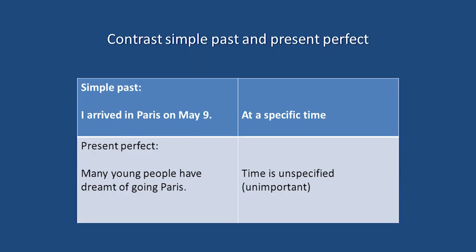Okay, the present perfect contrasts with the simple past too. The simple past is used with specified times. Don't specify a time with the present perfect. I have been in Paris at 9 a.m. doesn't make sense. The present perfect can be used in general sentences. Many young people have dreamt of going to Paris. The time is unspecified and not the point of the sentence.